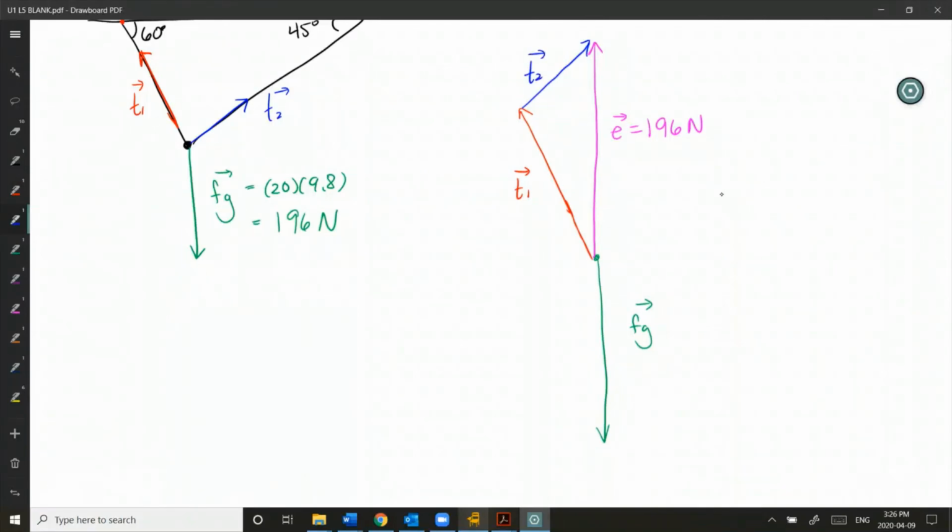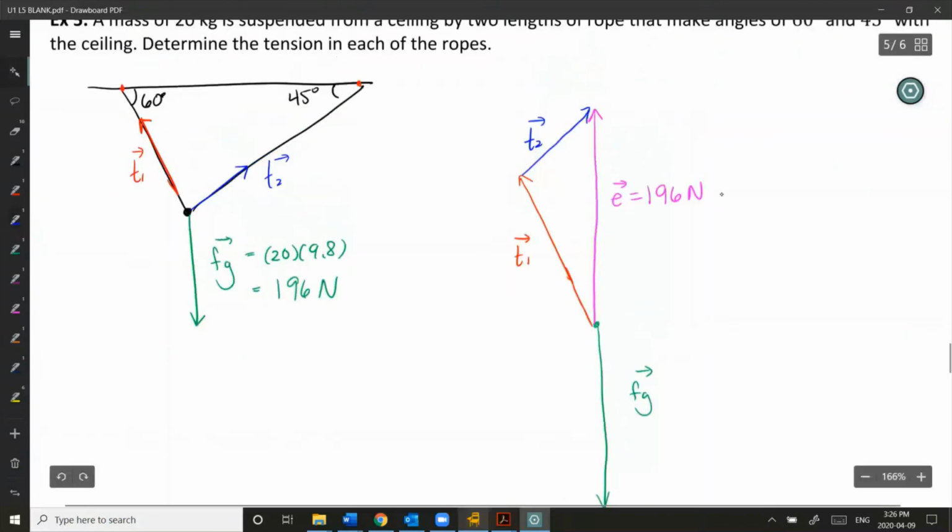Okay, so that's what's going on with our vector diagram. The force of gravity and the equilibrant vector are canceling one another out, and tension 1 and tension 2 need to add to the equilibrant vector. What I also like to do to complete my vector diagram is draw a couple of horizontals in here. It's super helpful to get a visual of what's happening with the angles.